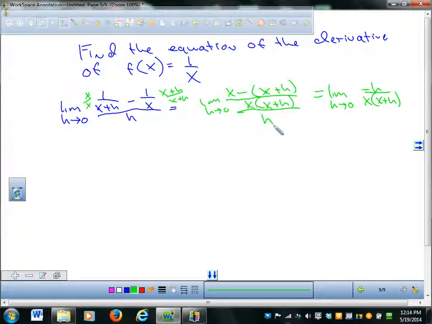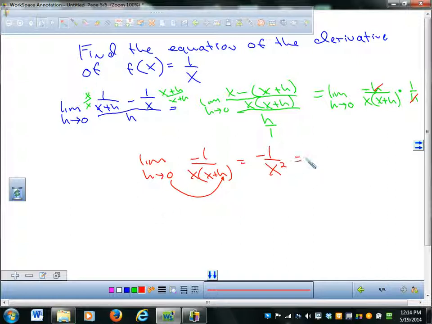And then this is like h over 1, so I'm going to flip it and bring it up top, 1 over h. What could I do with the h's now? Cancel this with this. What I have is the limit as h goes to 0 of negative 1 over x times x plus h. Now plug in 0, and that gives me x down here. No more limits, I get negative 1 over x squared. And that's the equation of the derivative.